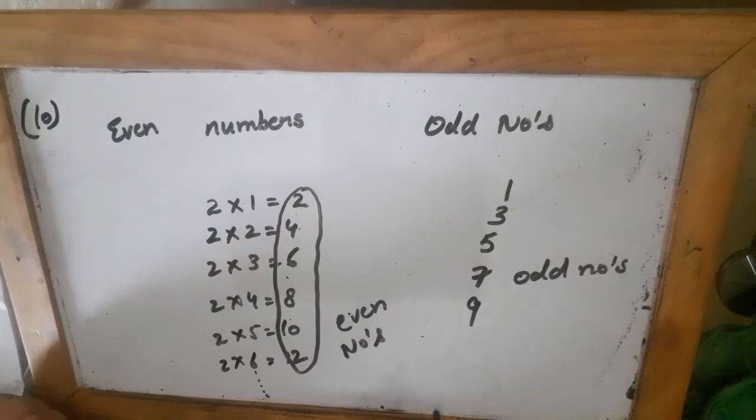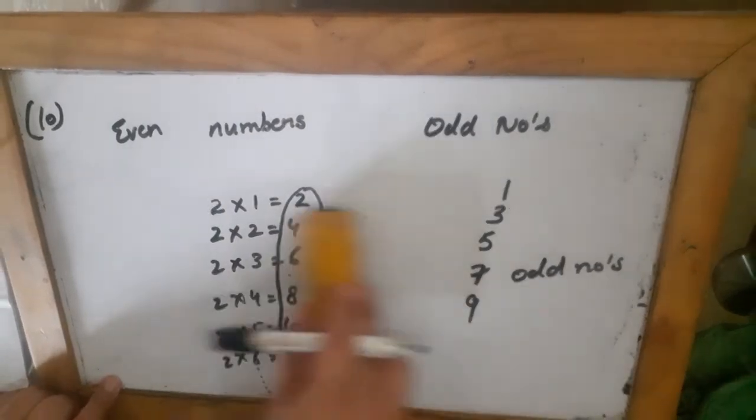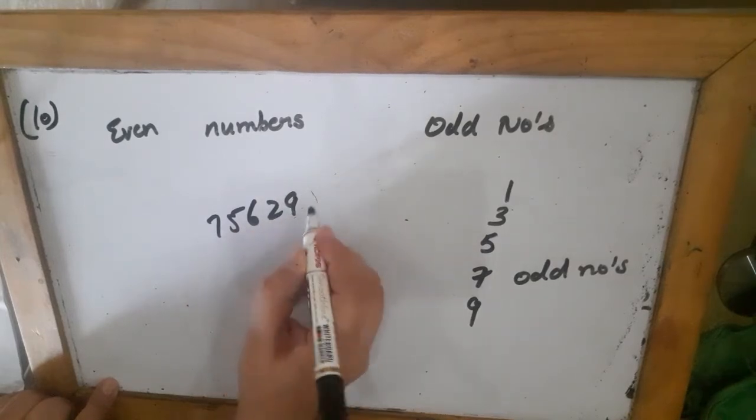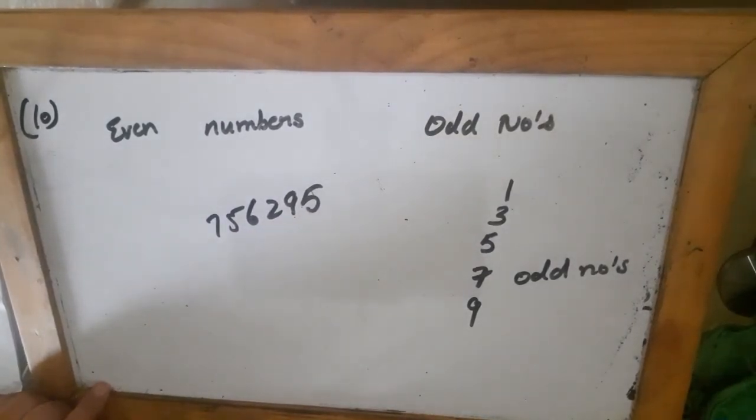Now how can I find out whether a number is even or odd? If a very large number is given, suppose 75629, how do I find whether this is an even number or an odd number?